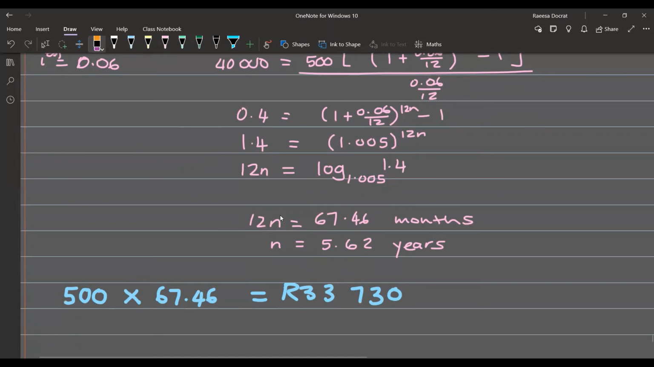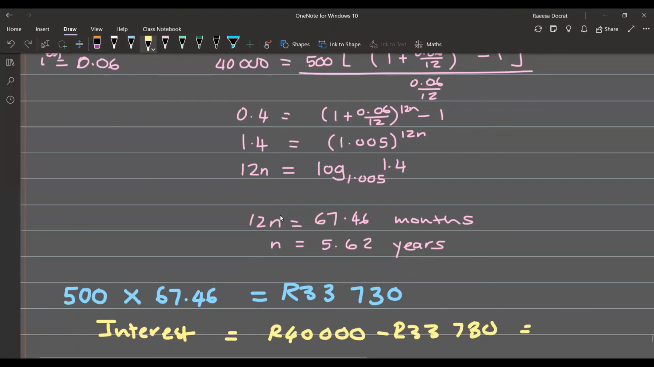And the difference between the two is the interest it accumulates. So the interest is how much it grew to with the interest minus how much it would have grown to if you just made the payments. So it gained 6,270 Rand interest over that time.